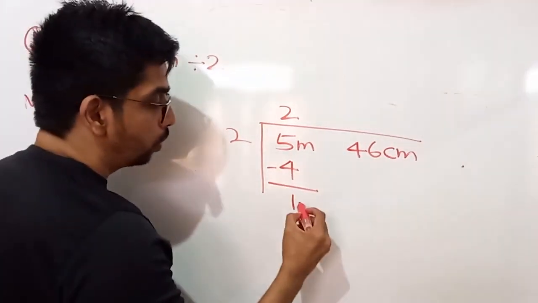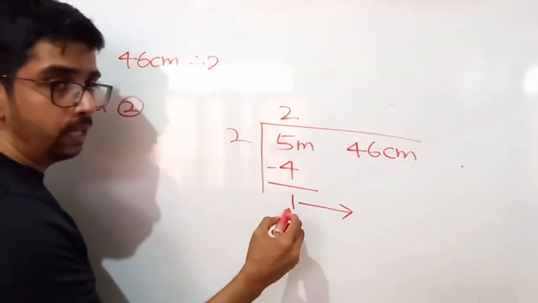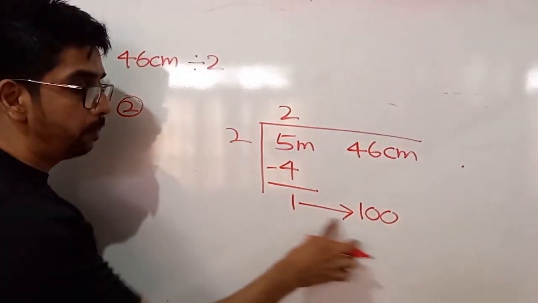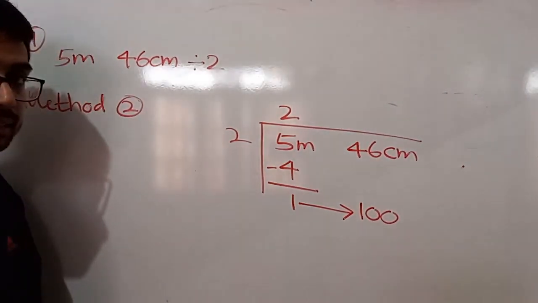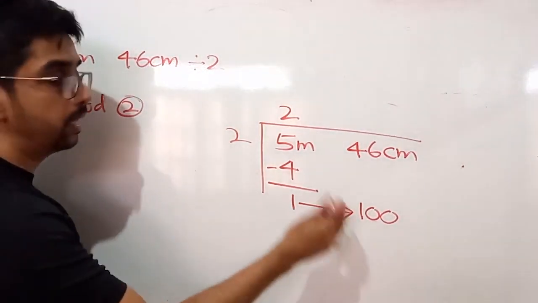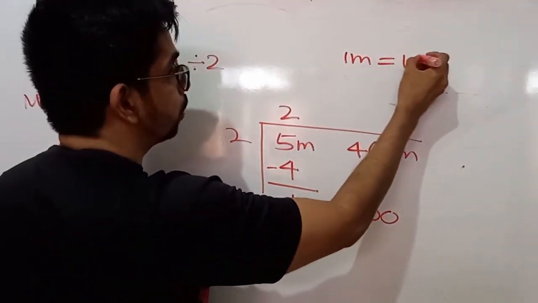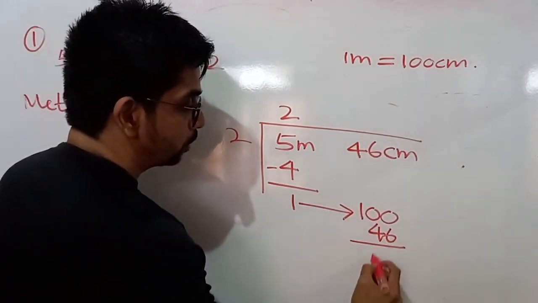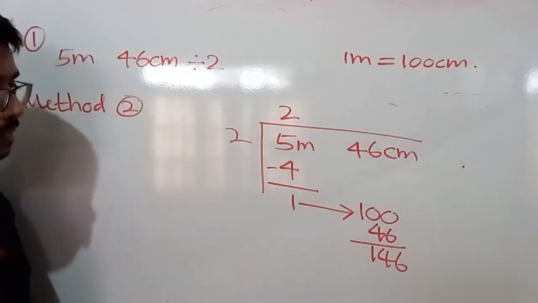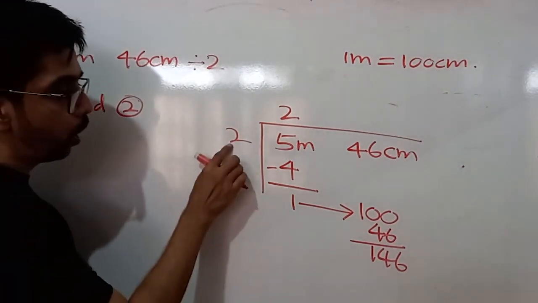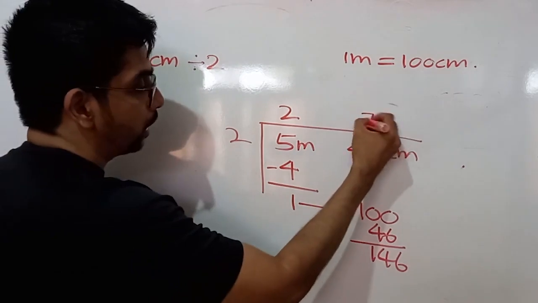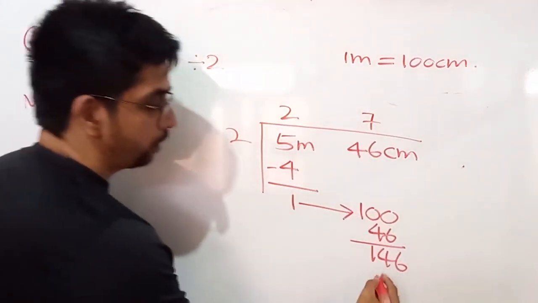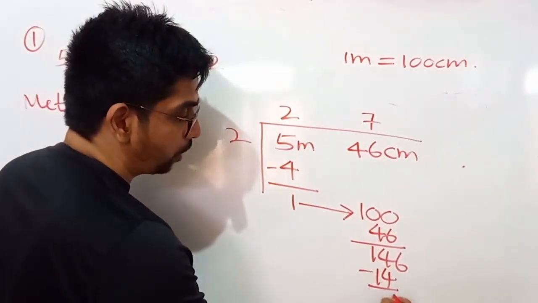Now what do we do? We give this 1 meter into the centimeter portion. So that 1 meter becomes 100 centimeters. A meter is 100 centimeters. 1 meter is equal to 100 centimeters. Now we add the 46. So this becomes 146. Right? So how many 2's are there in 14? 7. 2 times 7 is 14. 14 minus 14, we get a 0.